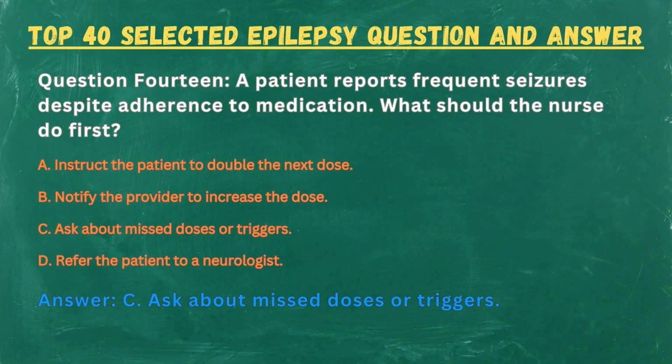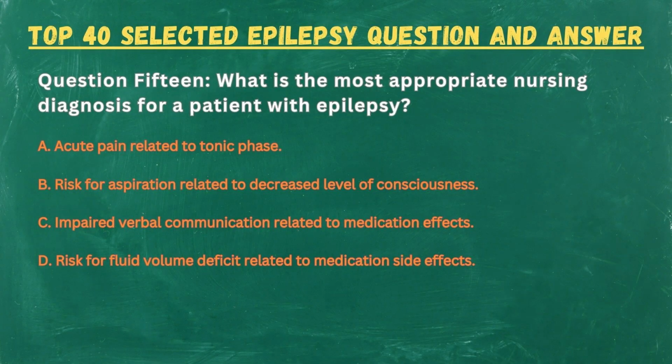Answer: C. Ask about missed doses or triggers. Question 15. What is the most appropriate nursing diagnosis for a patient with epilepsy? A. Acute pain related to tonic phase. B. Risk for aspiration related to decreased level of consciousness. C. Impaired verbal communication related to medication effects. D. Risk for fluid volume deficit related to medication side effects.